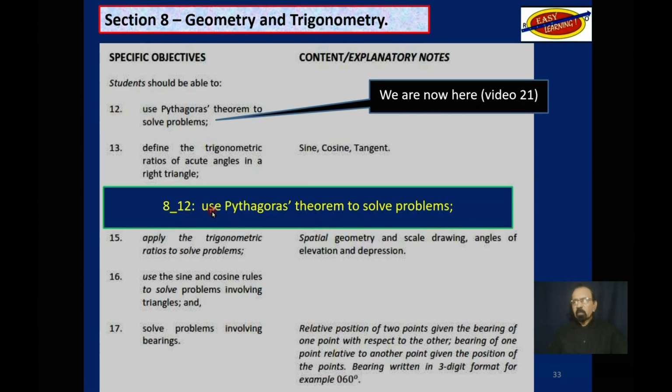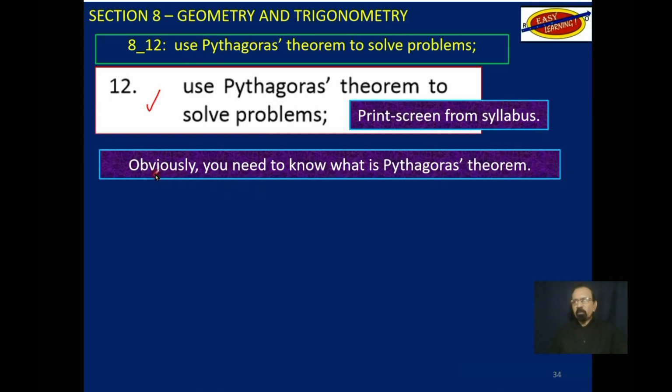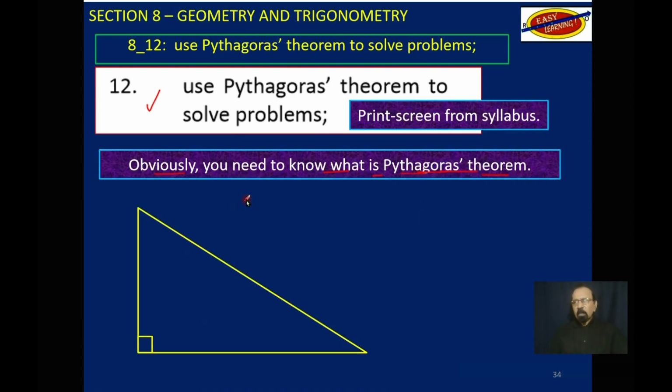So we are here. And it says, use Pythagoras Theorem to solve problems. Objective 8_12. So this is the print screen from your syllabus. Says the same thing. Well, obviously, if we are going to use Pythagoras Theorem, we need to know what is Pythagoras Theorem. So we will talk about that first, and we will look at a few examples how to use it. Now, Pythagoras Theorem applies only to a right triangle.